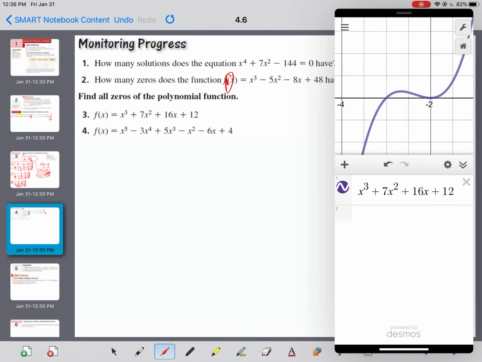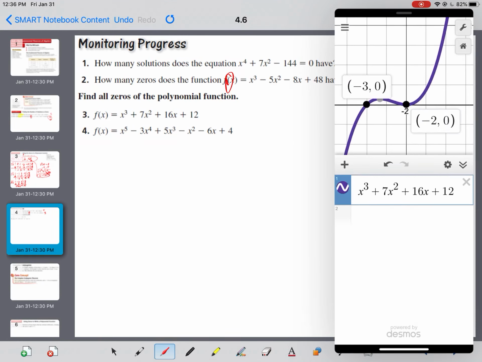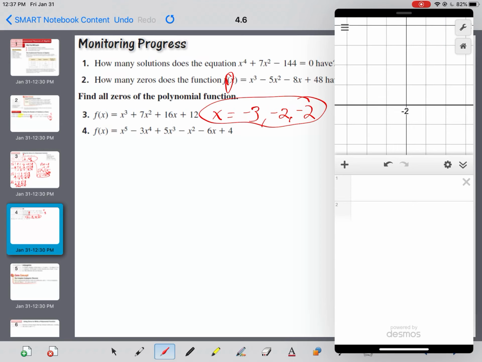We'll zoom in there. We got 1, 2, and negative 2 is twice. So we got x equals negative 3, negative 2, negative 2. Those are our 3 places. It hits negative 2 twice, coming and going, and crosses at negative 3 once. We should get 3 answers. We did get 3 answers.